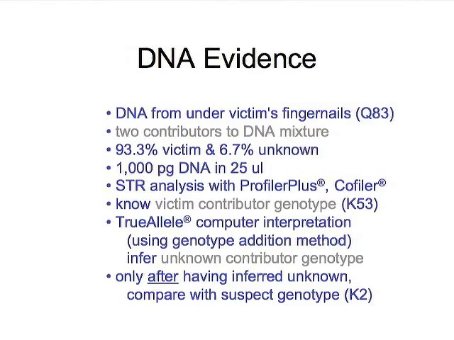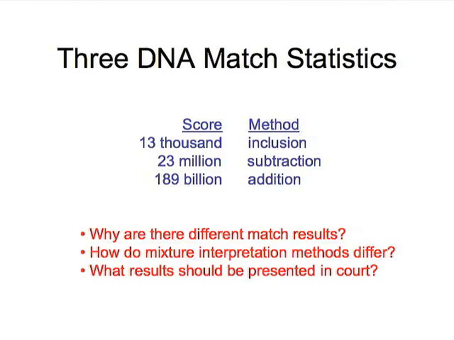The FBI used standard panels. And we know the victim contributor, so the computer was able to use all the available information, infer a genotype, and then make a comparison. So this is what happened. The FBI's match statistic used an inclusion method, which I'll go into a little explanation about, and that score was 13,000, given that there are almost 13 million people in Pennsylvania.